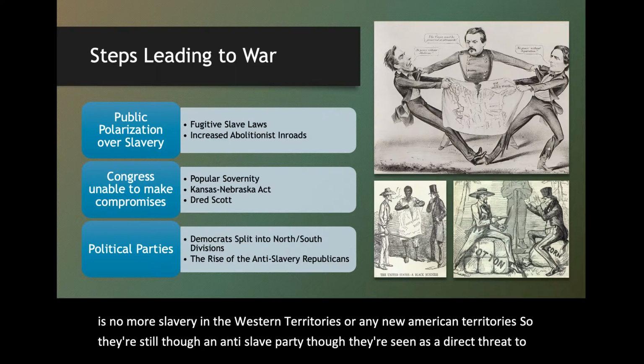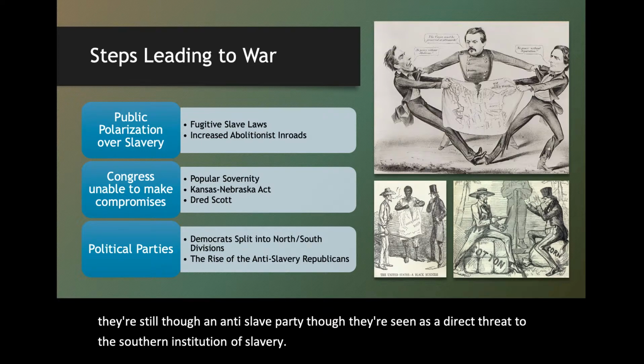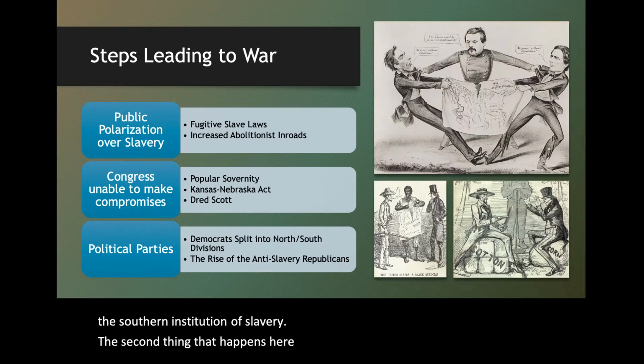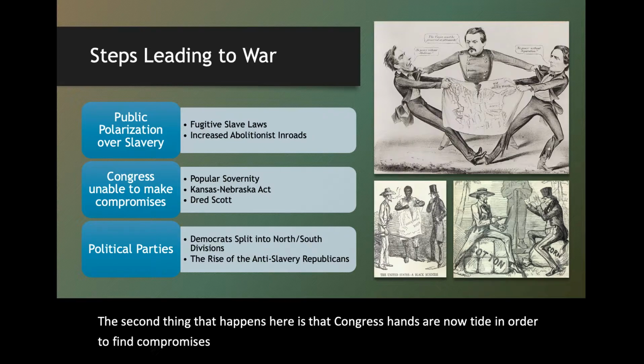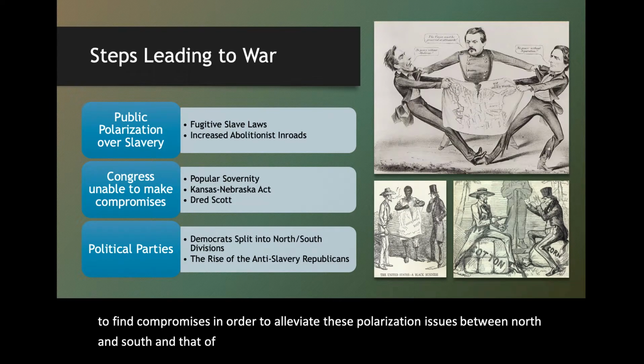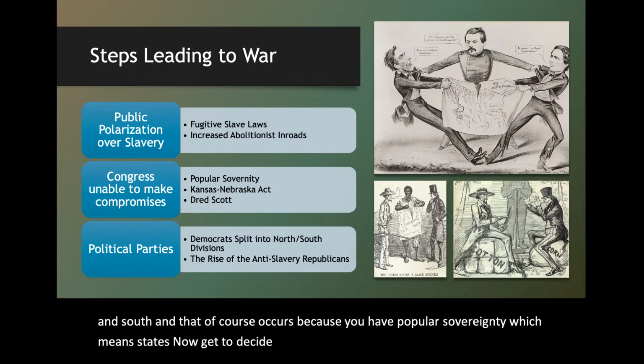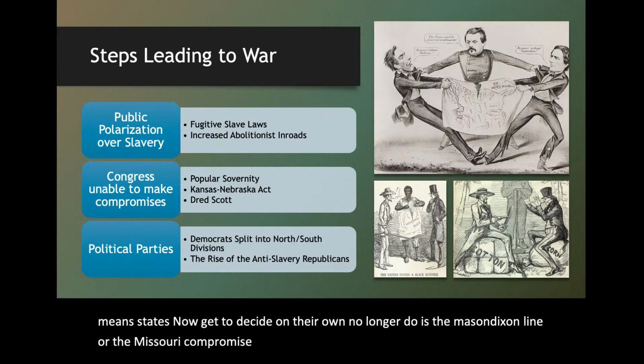The second thing that happens here is that Congress's hands are now tied in order to find compromises to alleviate these polarization issues between North and South. That occurs because you have popular sovereignty, which means states now get to decide on their own. No longer does the Mason-Dixon line or the Missouri Compromise come into play anymore. Those types of compromises are dead.